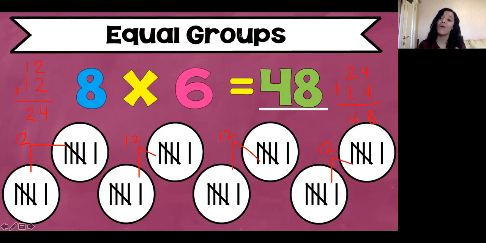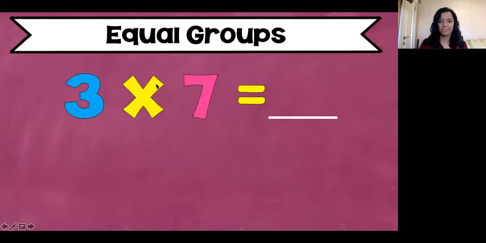It's up to you how you get to the answer. If you want to do equal groups and count each one, that's okay too. If you want to add them, yeah, that's okay too. All right, so well done. Let's go on to the next one.